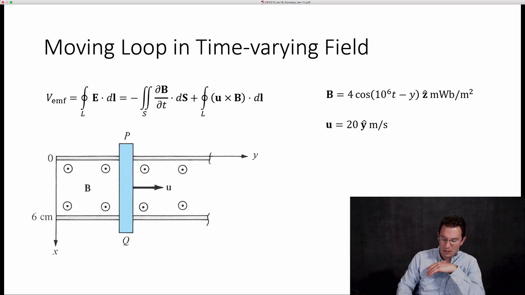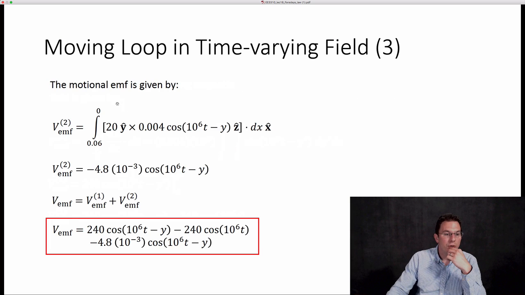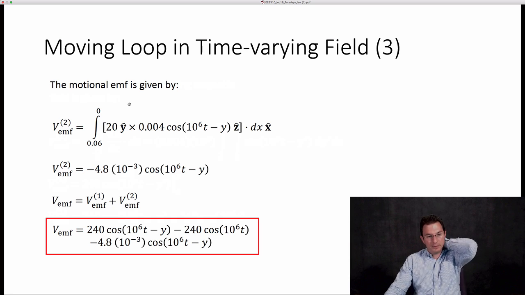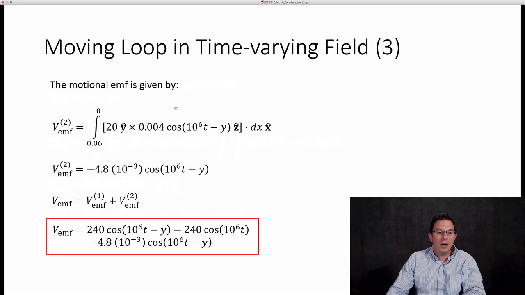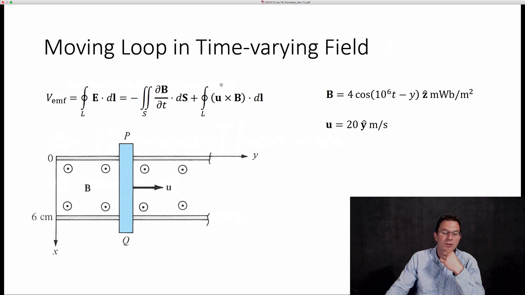Okay. So that's what we're doing right here. We're integrating from 0.6 up to 0 in the x direction along that side that's sliding, u cross B. So when we take the cross product here, u cross B, y cross z, that's going to give you a minus x, okay? And then you're going to dot that with dl, which is in the x hat direction, dx x hat, this is dl. So all we've done here is set this integration up, u cross B dot dl.